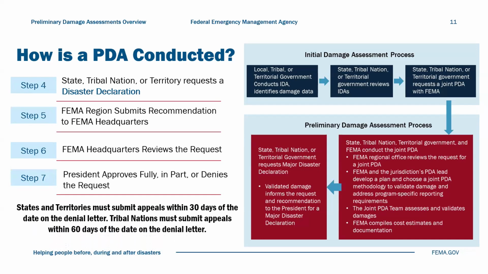If the jurisdiction seeks to appeal the president's decision, states and territories must submit an appeal within 30 days of the date on the denial letter. Tribal nations must submit appeals within 60 days.